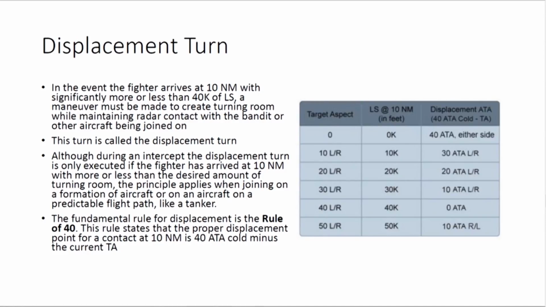We know at that 10 nautical mile point, we should have had 40 degrees of target aspect. So what we'll do is we'll execute a displacement turn correcting for that. So we're going to do a 40 degree angle off displacement turn minus the target aspect that we do have at that point. If we've arrived at that 10 nautical miles and we have a target aspect of 20 degrees, we'll execute a 20 degree displacement turn. We'll turn cold 20 degrees, and then we'll execute our conversion turn. That's a displacement turn, and you execute what's called the rule of 40.